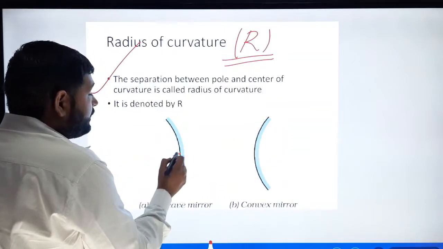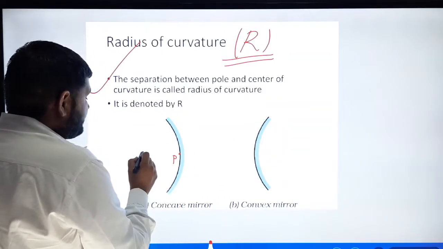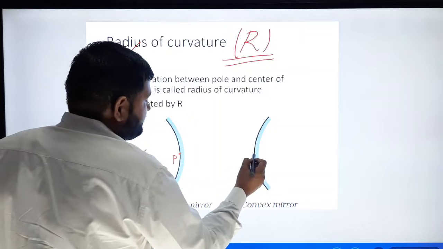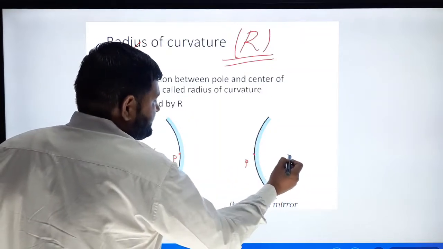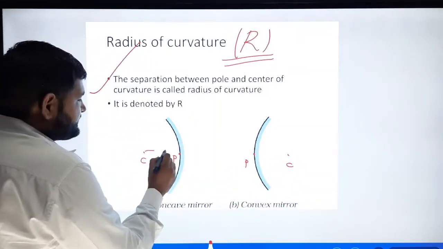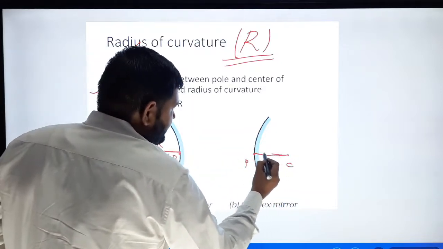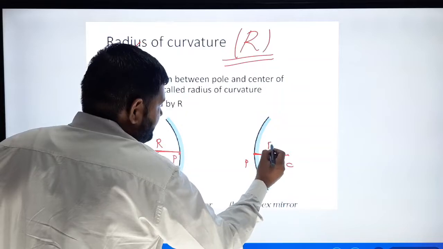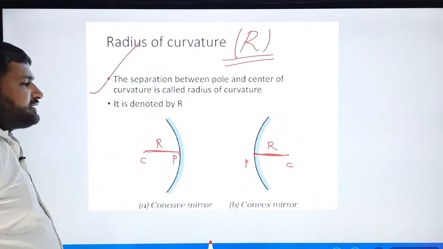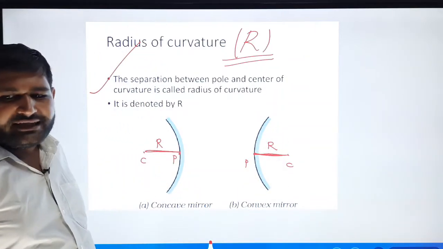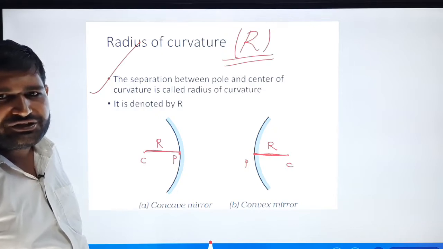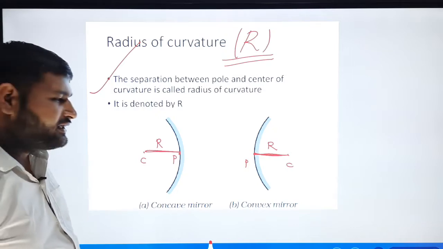This is the pole. This is the center of curvature, and the distance between pole and center of curvature is radius of curvature. Okay. So what is radius of curvature? The distance between pole and the center of curvature is called radius of curvature.